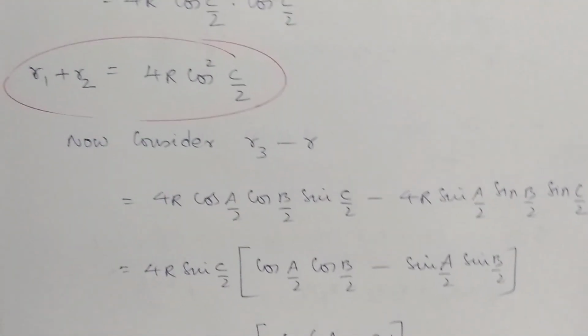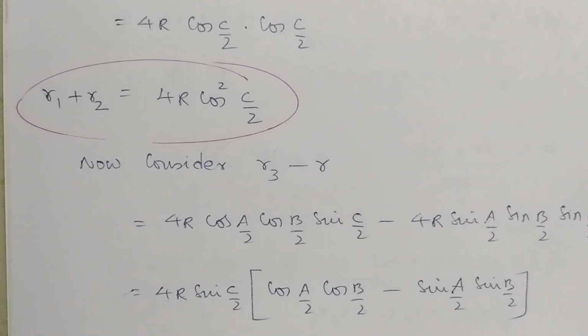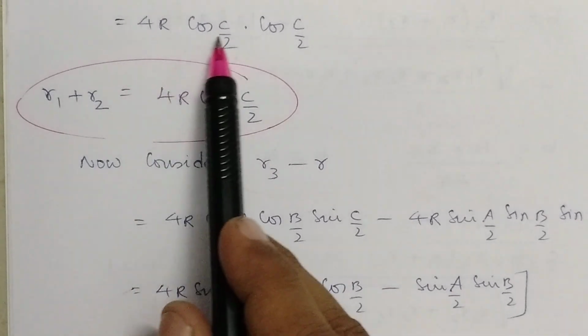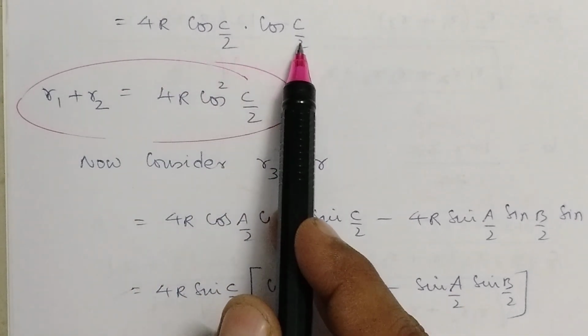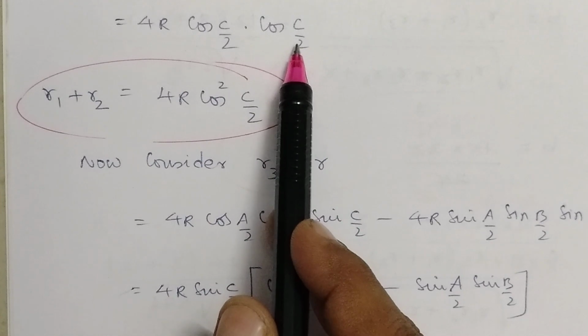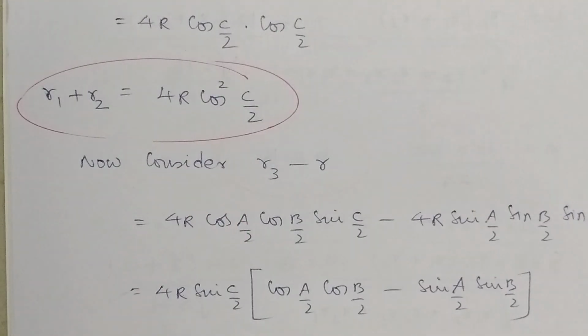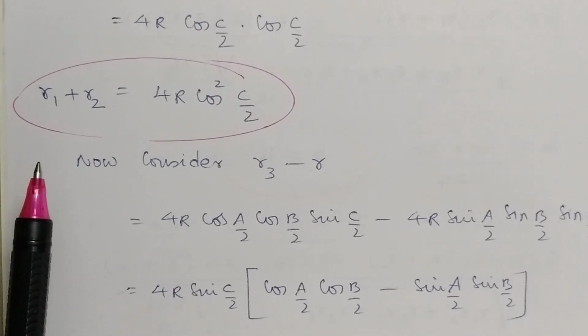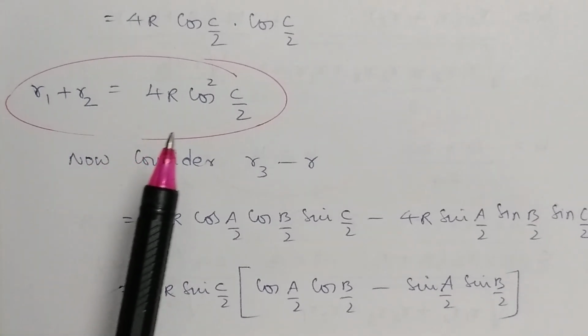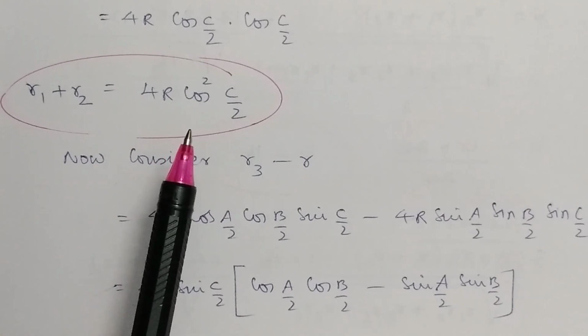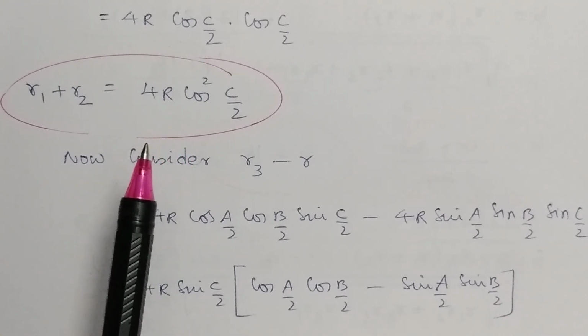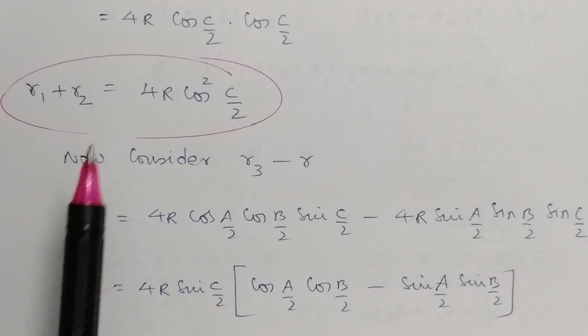So 4R cos C/2 into cos C/2, that is cos square C/2. So R1 plus R2 equals 4R cos square C/2. So the first part is over.